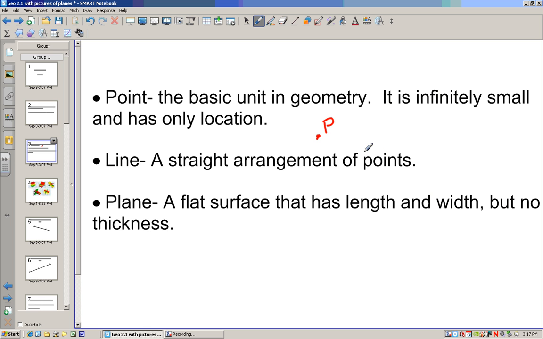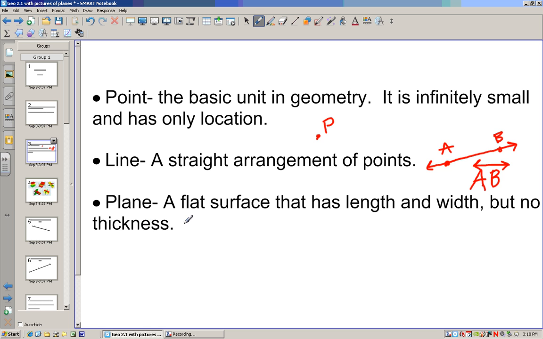Now a line is just an arrangement of those points. So a line is a straight arrangement, so there's an infinite number of those points, and they're all going in a straight pattern. So we could call this A and this B, and we would write this symbolically as AB with a line and two arrows on top of it. Make sure that there's arrows on the line that say it continues to the right forever and continues to the left forever.